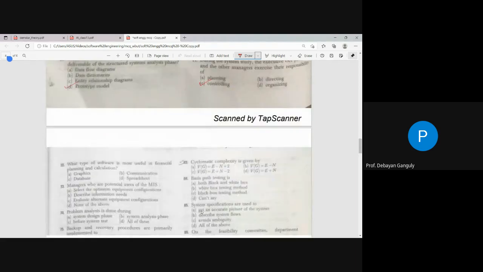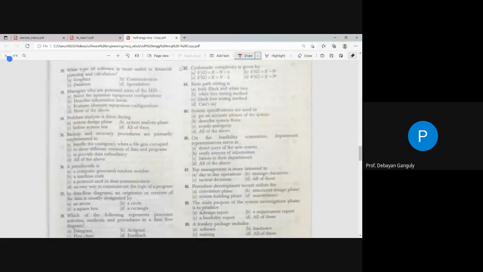Question number 72. What type of software is most useful in financial planning and calculation? That is spreadsheet. Managers who are potential users of MIS, that you can say none of this. Problem analysis is done during the system analysis phase.